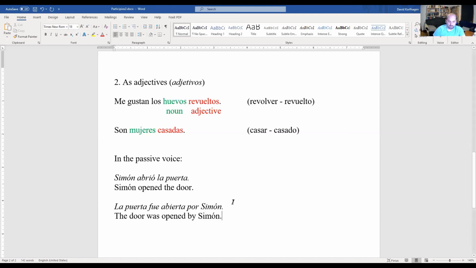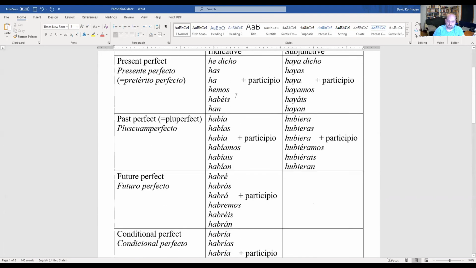So here the verb is abrir, and it's another irregular, right? Casado was regular, revolver was irregular, revuelto, and abrir is another irregular, so this is going to be abierto. Sometimes it's called a predicate adjective, right? But it's an adjective that's describing la puerta. And it's la puerta, feminine singular, so we end it with a feminine singular ending. And notice in this case, it's after fue, right? So it can change, whereas up here, after haber, it's never going to change.